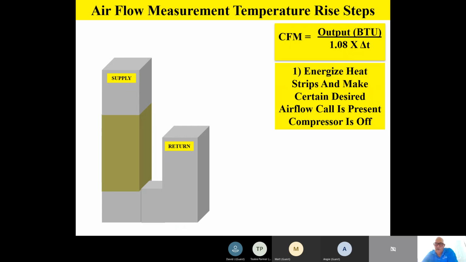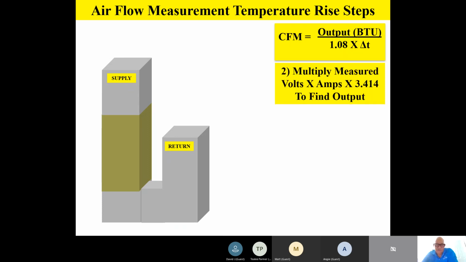Step number 2, we're going to multiply the measured voltage times the amperage. So I'm going to take my amp probe and my voltmeter with the fan running on the desired speed tap that you want, and the outdoor unit's off and the heat strips are on. So we're going to be measuring the voltage and the amperage up to that air handler with the heat strips on, the motor running, outdoor unit off, and I'm on the speed tap of the motor that I'm testing.